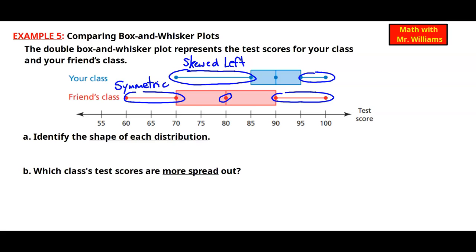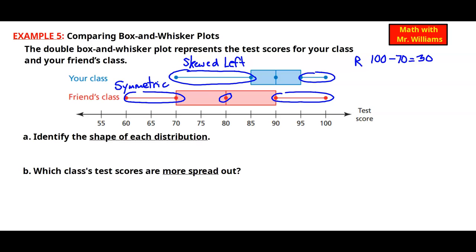B, which class's test scores are more spread out? Okay, well that deals more with the range and the interquartile range. So let's go ahead and find them both. So for your class, we have the range. It's going to be our greatest number, which would be 100, minus our least value, which is 70, giving us 30 for our range.